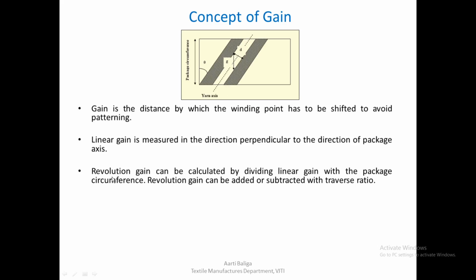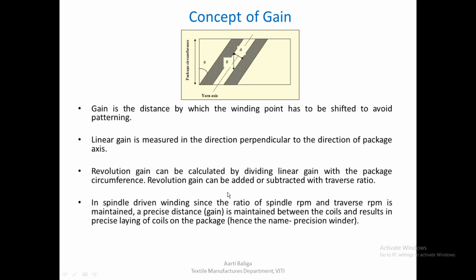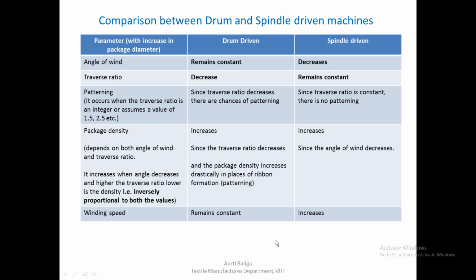But if you want to find out revolution gain, it can be calculated by dividing linear gain with the package circumference. So revolution gain can be added or subtracted with traverse ratio once it's converted into revolution gain. In spindle driven winding, since the ratio of spindle RPM and traverse RPM is maintained, a precise distance is maintained between the coils, and this results in a precise laying of coils on the package, hence the name precision winder.